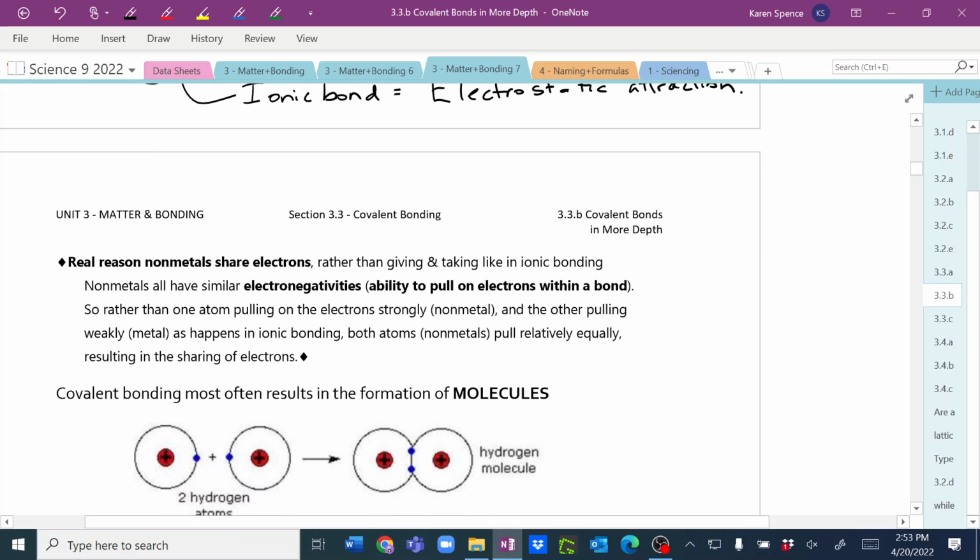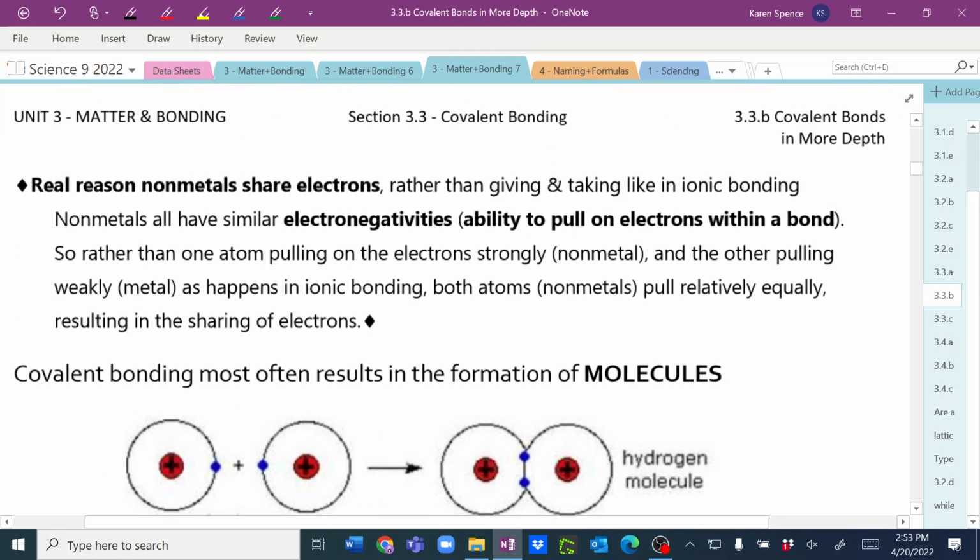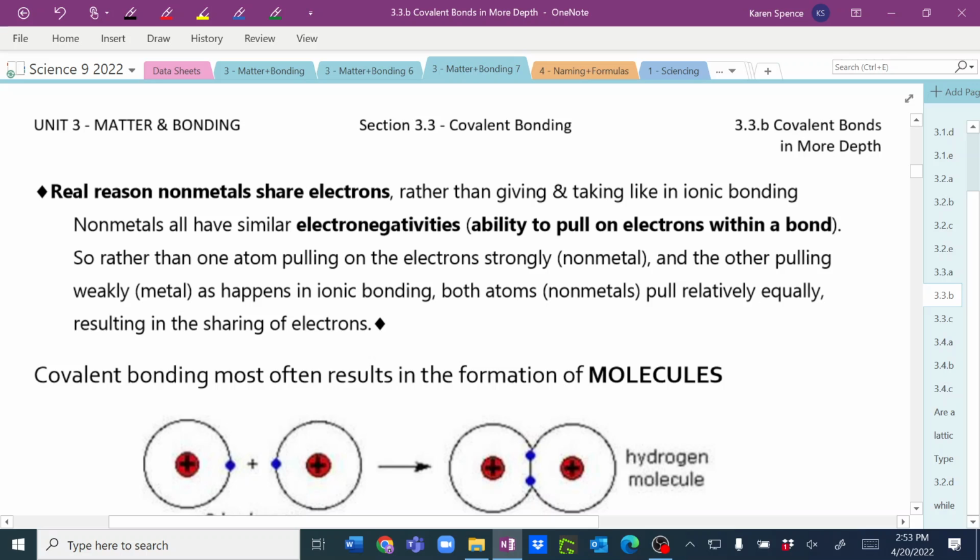And if you want to read about the reason that nonmetals share electrons, well, we'll go over it. If you are not interested in learning about this, you can just close your eyes for a little minute. Okay, so if you're like, okay, I'm totally into closing my eyes for a little minute, you can do that. I'll tell you when to wake up again.